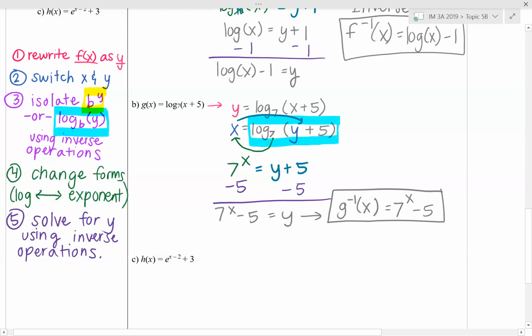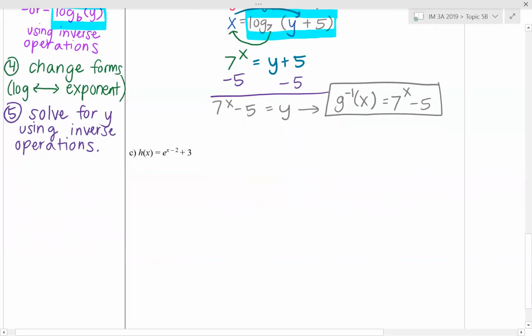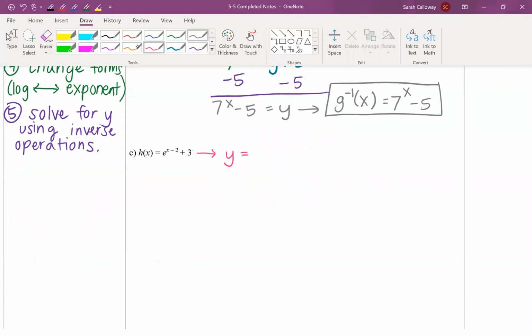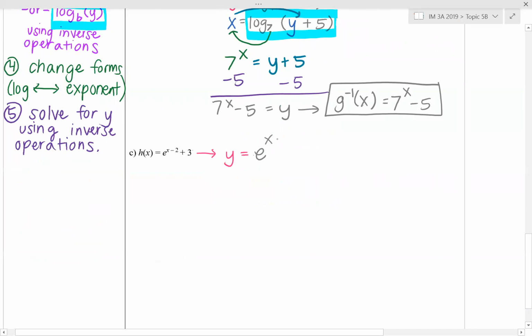Okay, so in this last example, we will actually do something for step 3. So step 1 is that we change the function name to y. So in this case, h of x, we're changing it to y. So y equals e to the x minus 2 power plus 3. Think of this as though it has an h, something with the x, and a k, something outside of the exponent.